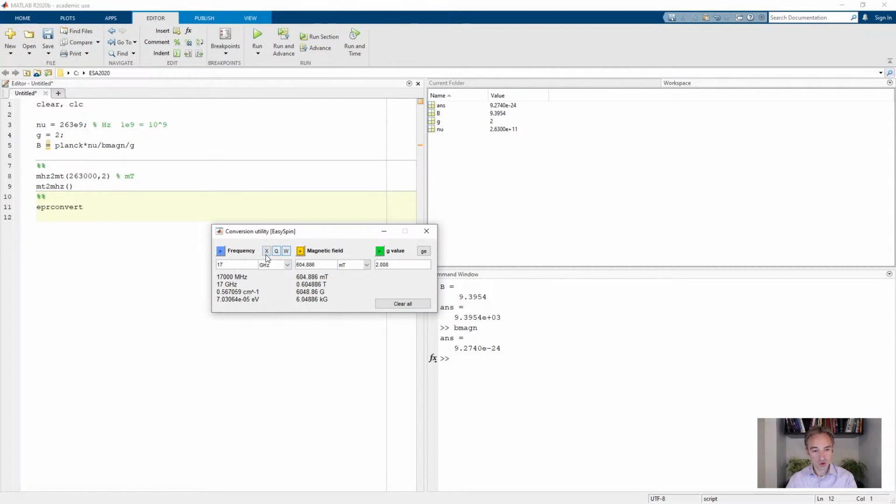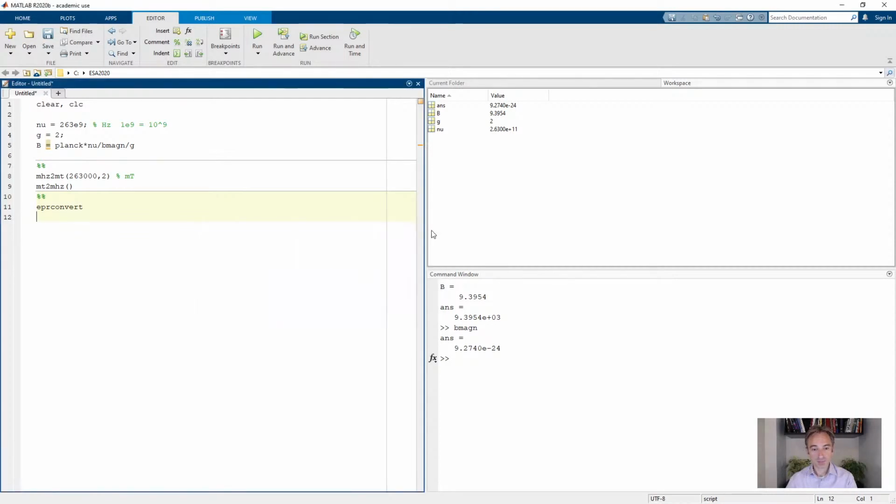And there are some shortcut buttons for X band, Q band, W band, and also for the ge value. For example, at W band with a ge value, the magnetic field is 3354 millitesla. If you have 263 gigahertz and you're looking for a g value of, let's say, 6, then the magnetic field will be 3134 millitesla. And you can change the unit here as well. Voila. So this is EPR Convert.